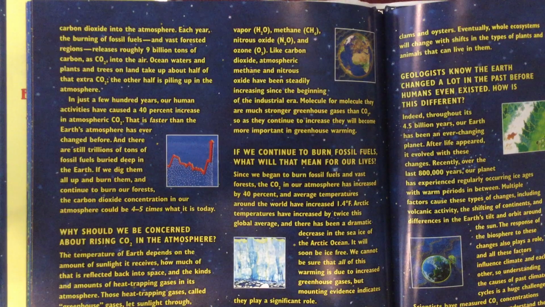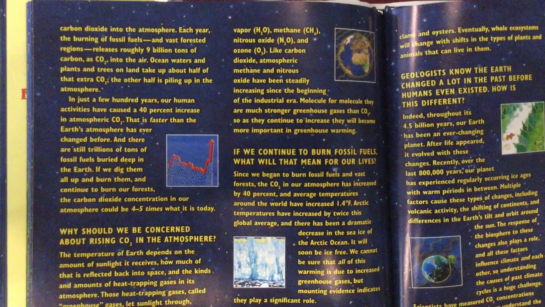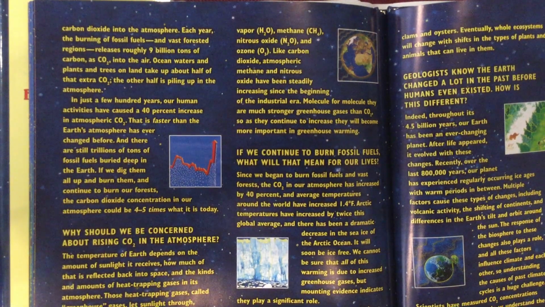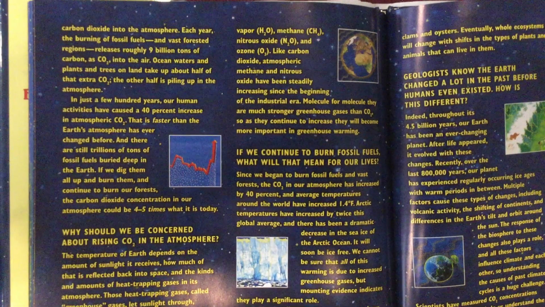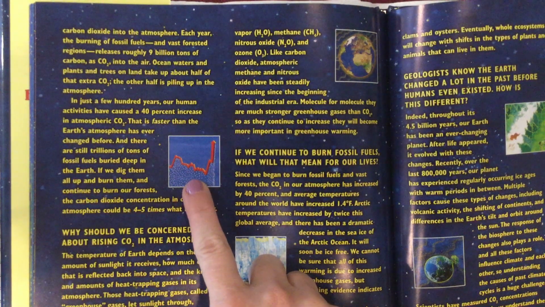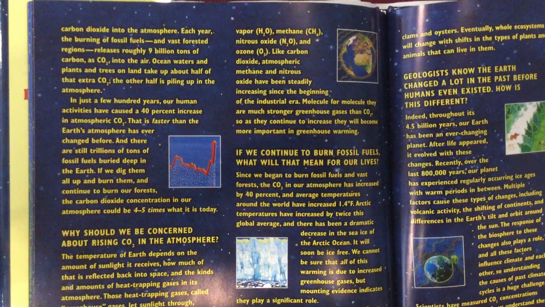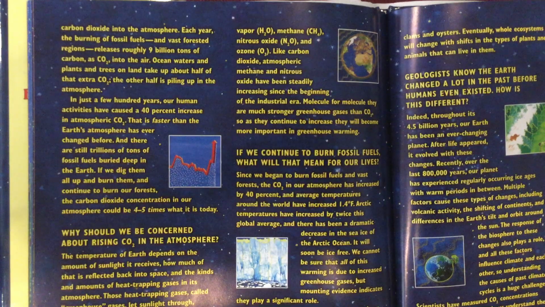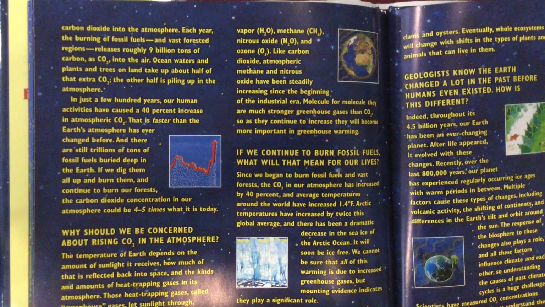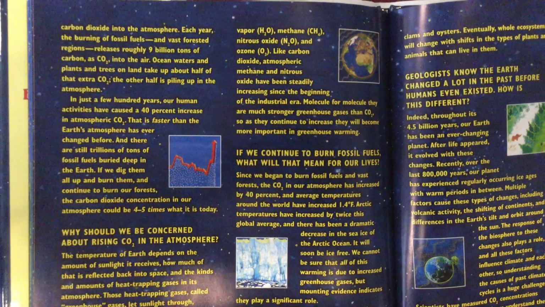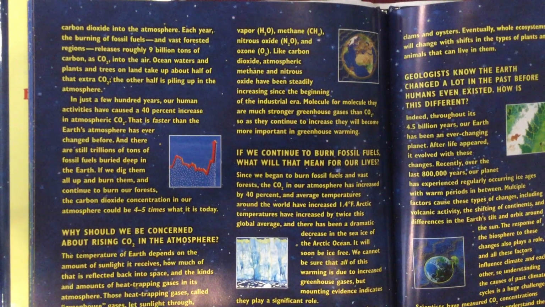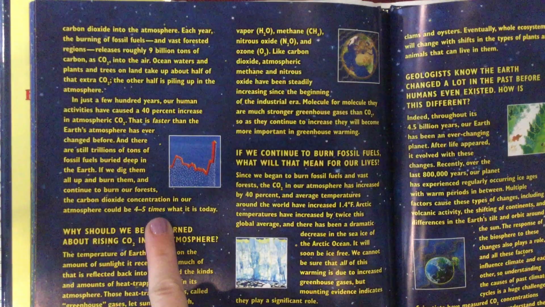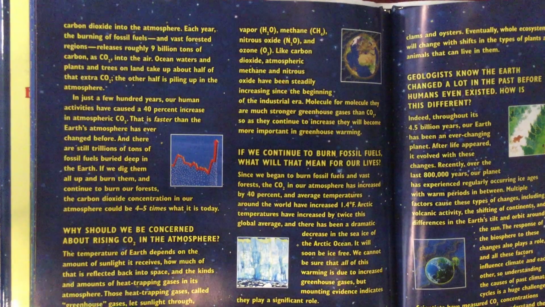In just a few hundred years, our human activities have caused a 40% increase in atmospheric CO2. That is faster than the Earth's atmosphere has ever changed before. And there are still trillions of tons of fossil fuels buried deep in the earth. If we dig them all up and burn them and continue to burn our forests, the carbon dioxide concentration in our atmosphere could be 4 to 5 times what it is today.